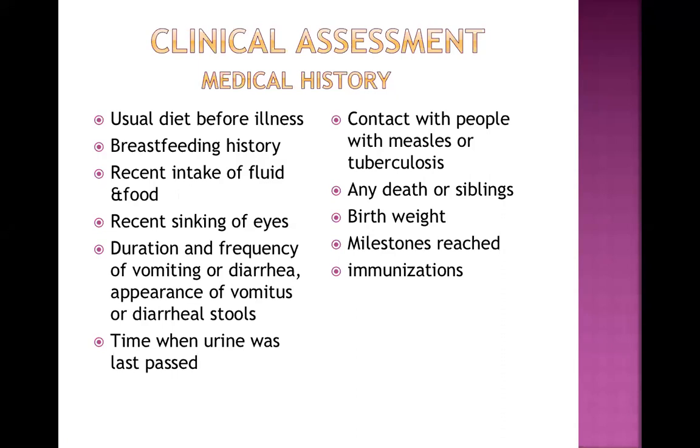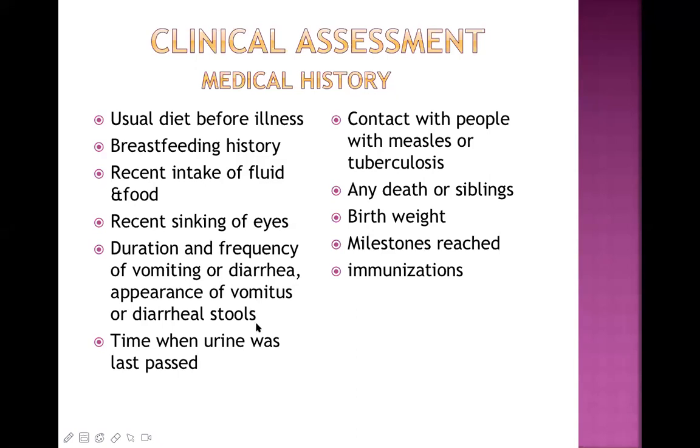Because there is a high chance of dehydration in case of malnutrition as well. Recent sinking of the eye. Now this is a feature of dehydration. Recent sinking of the eye is called sunken eye, one of the features of moderate and severe dehydration. Next, duration and frequency of vomiting or diarrhea, and appearance of vomitus or diarrheal stool.